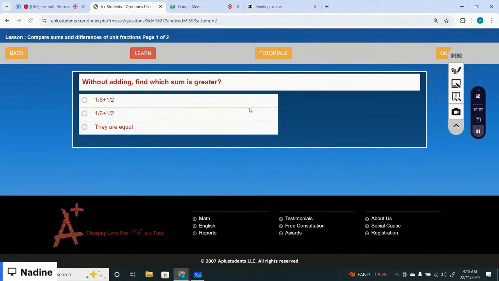We are on the add and subtract fractions chapter. This lesson is moved to the next grade, right? So let's just skip this lesson.